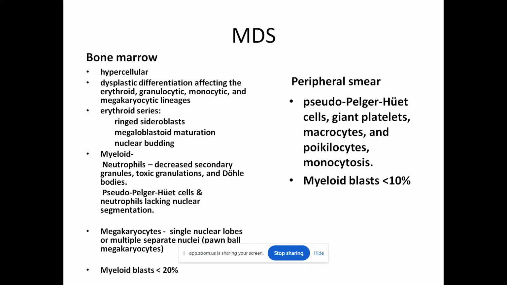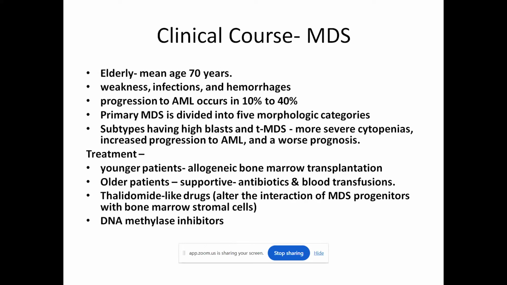So the bone marrow will be hypercellular with dysplastic differentiated cells. Here the erythroid series will have ring sideroblasts, the myeloid series will have pseudo-Pelger-Huet cells, and pawn ball nuclei will be seen in the megakaryocytes. Coming to the peripheral smear, here pseudo-Pelger-Huet cells and giant platelets will be seen, and the blasts will be less than 10% in myelodysplastic syndrome.